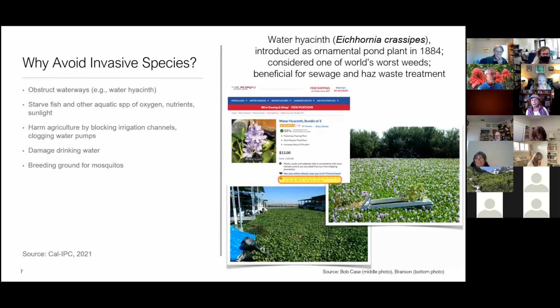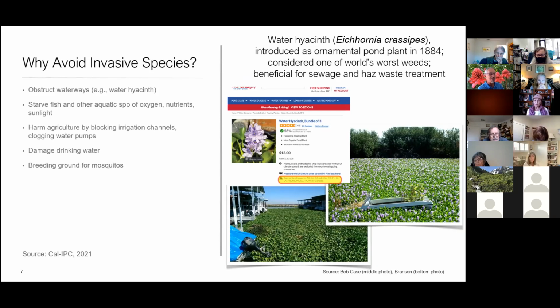So why avoid? As another example, water hyacinth. These pictures on the bottom right are of our Sacramento San Joaquin River Delta. That's not a nice surface to walk on. That's the water, and it's just completely covering the water. What it does is obstruct waterways for boats, make it hard for irrigation pumps, and breed mosquitoes.